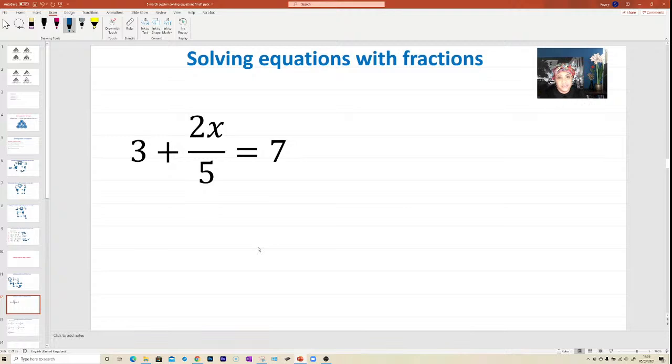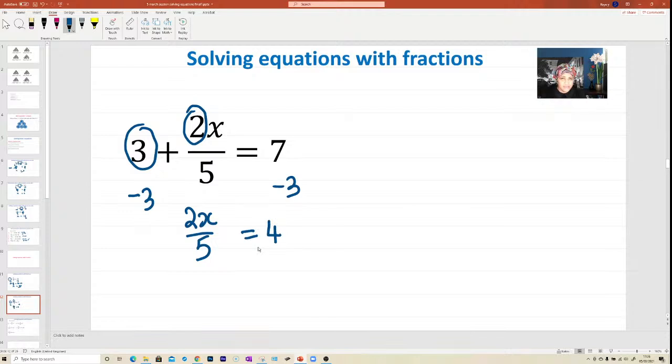So I've got a slightly different question here. I've got a 2 this time. I've got 2x. The previous question had just x. So again, we want to get rid of this number here before anything. So here we go. Take away 3 and take away 3. 3 take away 3 is 0. Then we are left with 2x divided by 5, and that's equal to 7 take away 3, which is 4.